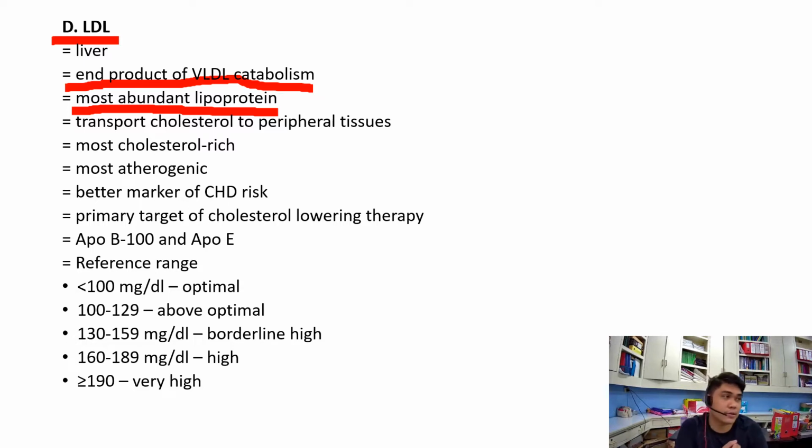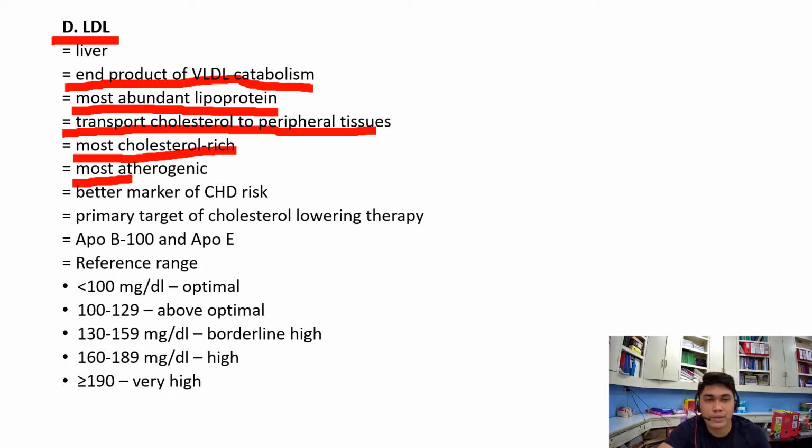Why LDL? It's because LDL is important in the transportation of cholesterol from your liver to different peripheral tissues, because cholesterol is important in different processes of our body, for example, estrogen production, bile acid formation, vitamin D formation, and fluidity of the cell membrane. It transports cholesterol to peripheral tissues, and it has the highest cholesterol concentration, so it is the most cholesterol-rich lipoprotein, and it is the most atherogenic.